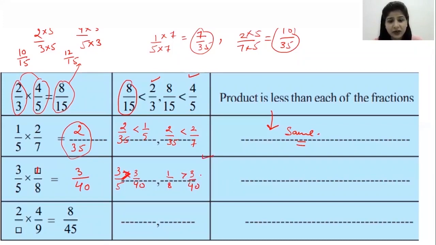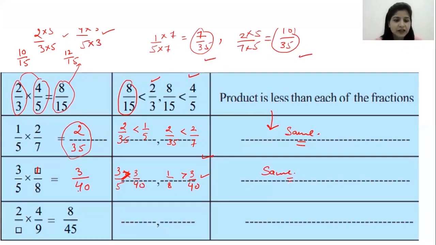You write either this way or this way, both are correct. Just the thing is that the product is going to be smaller than each of the fractions. You can check as I have done this here and also here. Okay, and same result we are getting, students, that the product is less than each of the fractions.